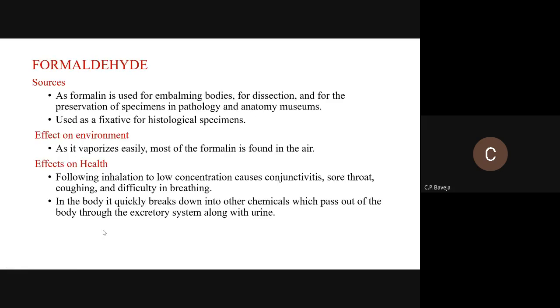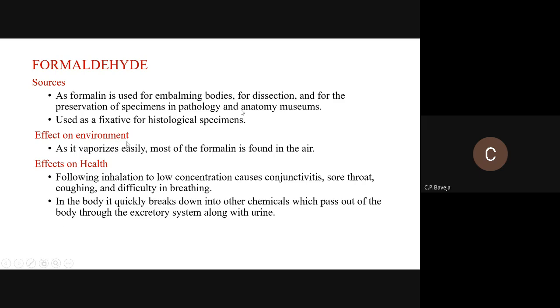Formaldehyde. As a source of formaldehyde, formalin is used in embalming bodies in the anatomy department. It's used for dissection also, and for the preservation of specimens in pathology and anatomy museums, because you want to preserve the specimens, so you put them into the formalin. And it is also used as a fixative for histological specimens. For fixation also, the histological specimens fixation is done.